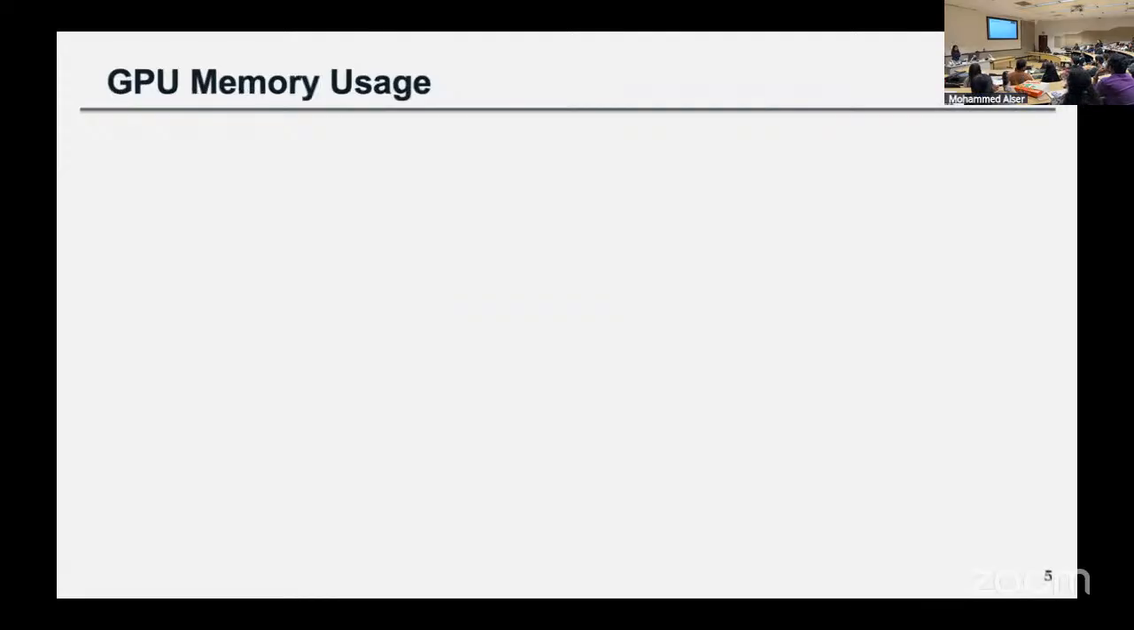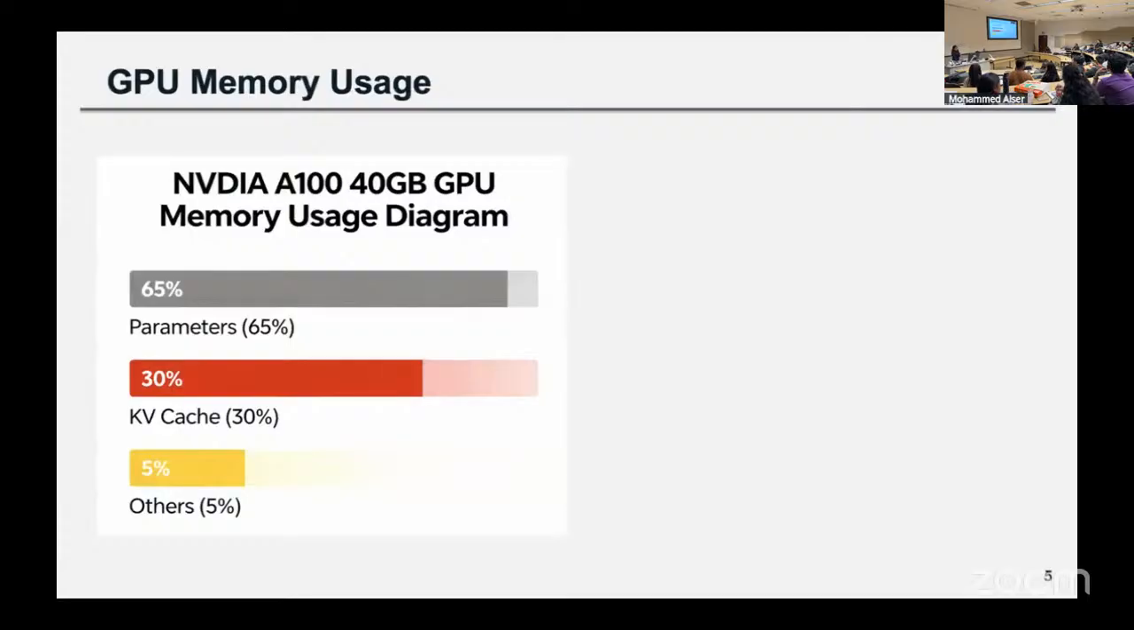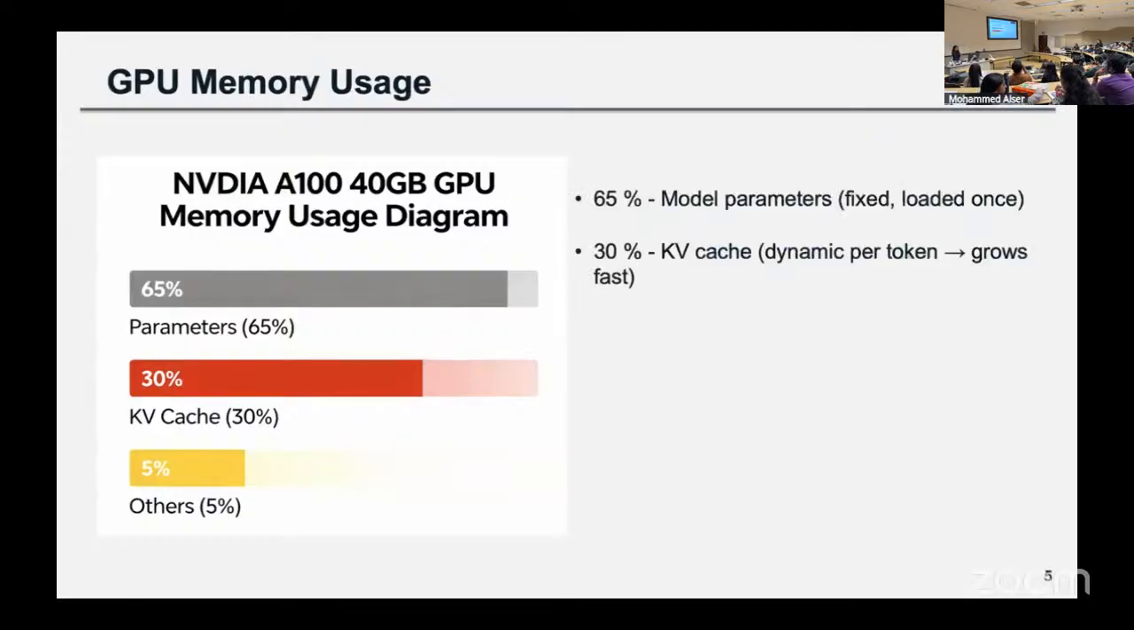GPU memory usage. Now, we have a diagram. It is an NVIDIA A100 40GB GPU, and here it shows how GPU memory is managed once the model is loaded. You can see the majority of the memory is taken up by parameters. These are the weights of the neural network that are there once the model is loaded, and these are fixed. We can't change these parameters.